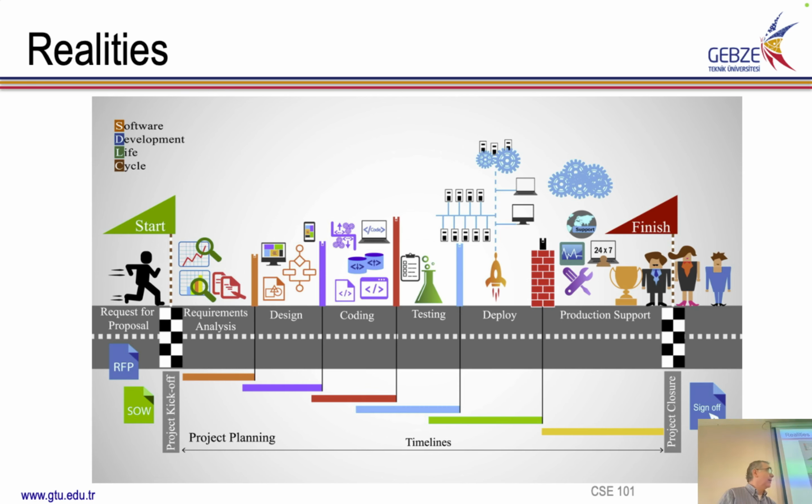So in reality, there is a start, request for proposal, you get the job, there will be requirement analysis, design, coding, testing, deployment, and support.